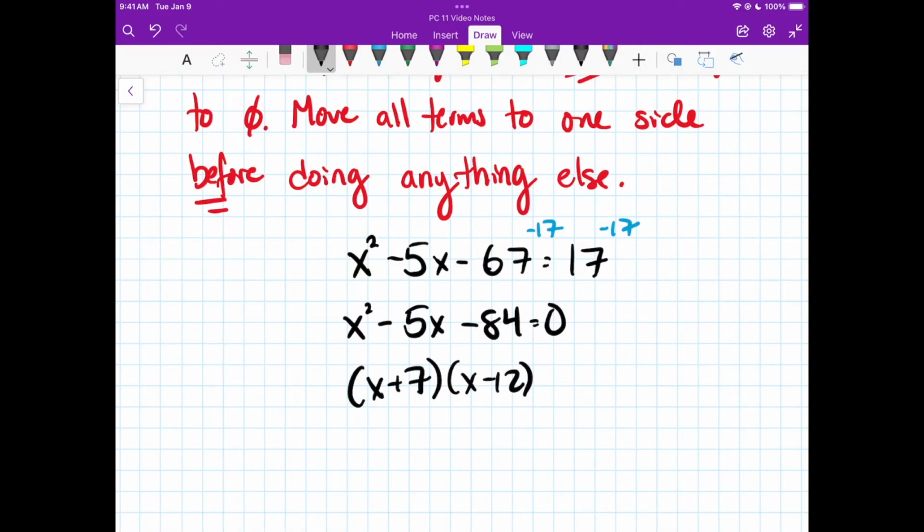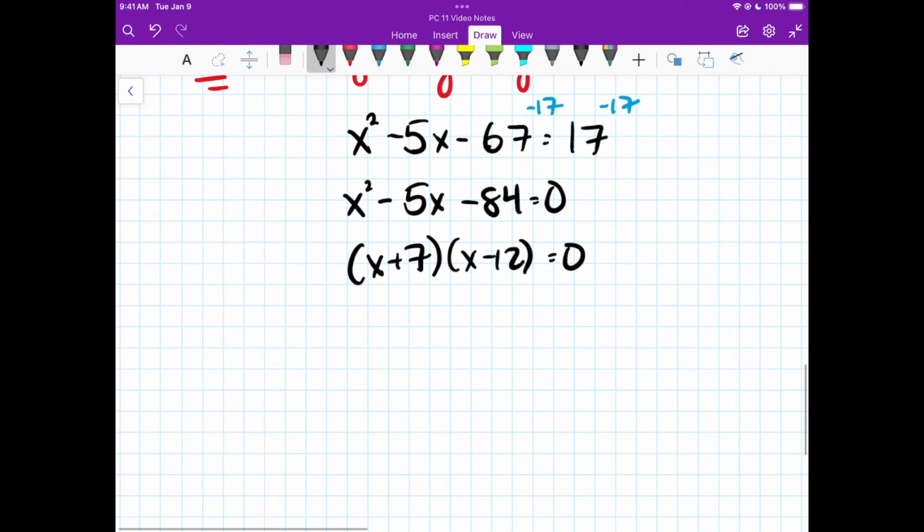And now this one is really just like any other question, right? It's just a quadratic that equals 0. You do your usual thing. You factor, and you solve both of those. So that's going to get us x is negative 7 and x is positive 12. Done. And so anytime you don't have 0 on the other side, make sure you do that first. And that doesn't just apply to solving by factoring. That really applies to any of our solving methods.